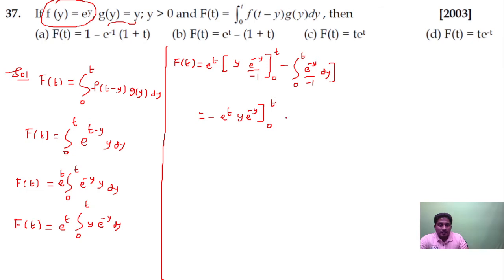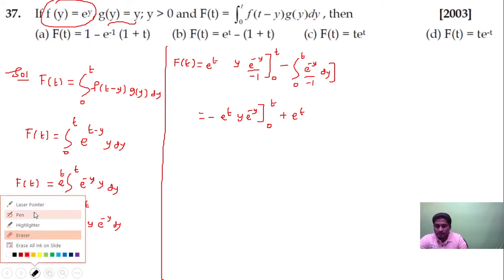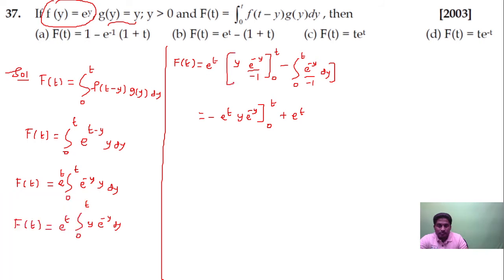Minus and minus is plus. This is e to the power of t, and there's a bracket here. No silly mistakes. So this is equal to e power t, integration of e to the power of minus y is again e power minus y by minus 1, between the limits 0 to t.